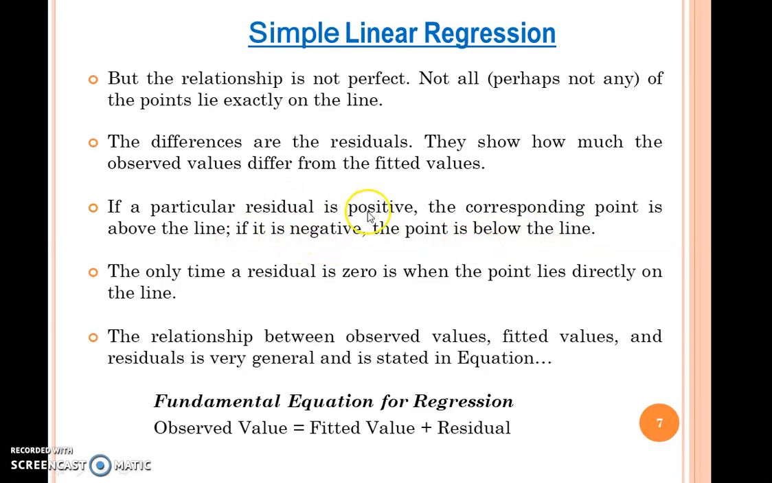If it is above, it is positive. If it is below, it is negative with respect to the line. So the only time the residue is zero is if the point lies directly on the line. The relationship between observed values, fitted values, and residues is very general and is stated in equations. So the fundamental equation for regression is: observed value equals fitted value plus residue.